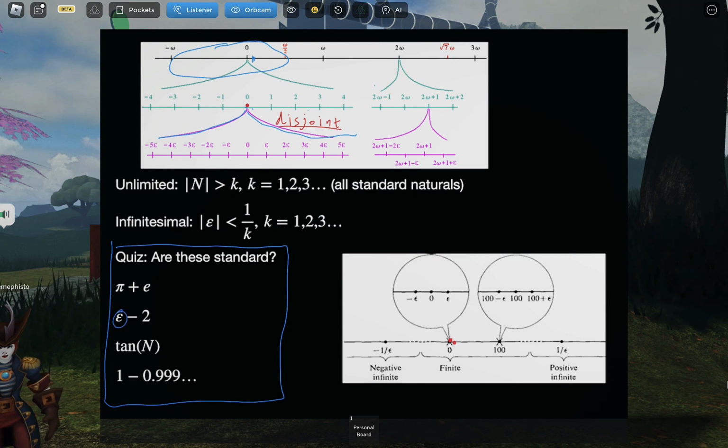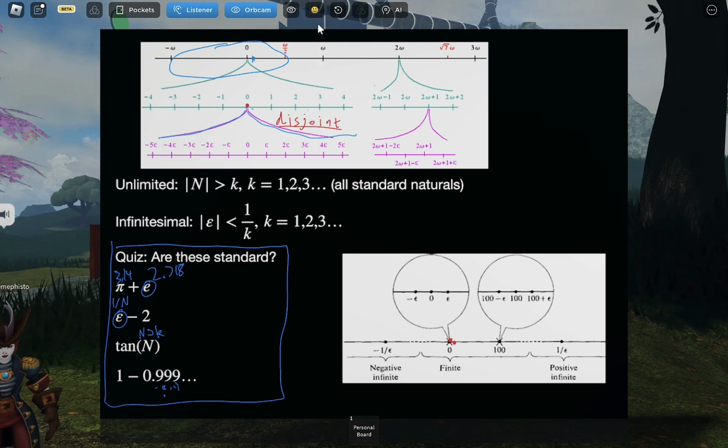And here, epsilon represents 1 over n, n represents some unlimited number, and this is 0.999 repeating. And this e is the one that's like 2.718, and this is just pi. So, is pi plus e standard? Anyone? Yes. Okay. Is epsilon minus 2 standard? Okay, it's 2 answers so far. I really like this thumbs up down thing.